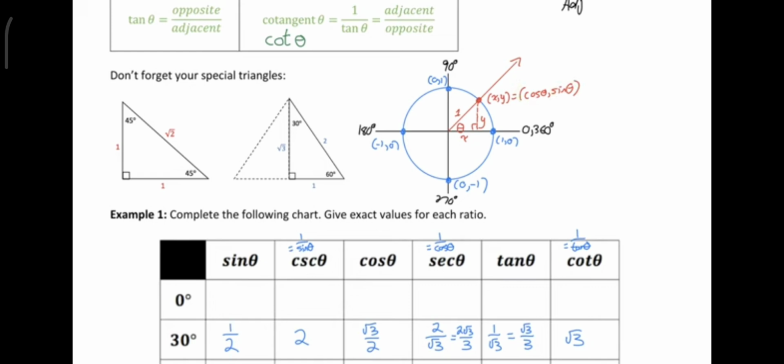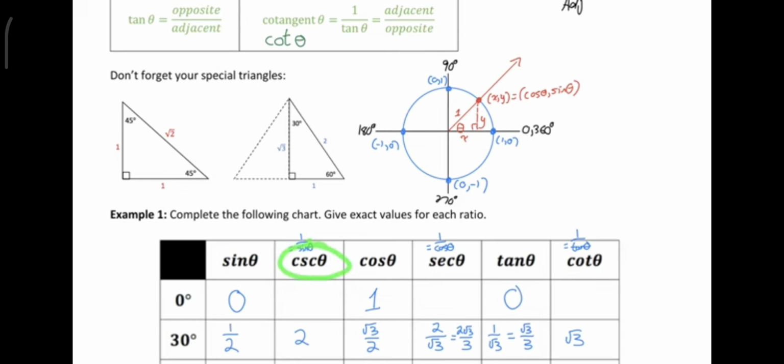So let me write down those values for 0 degrees. If we rotate 0 degrees, the terminal arm intersects the unit circle at that point right there, which is the point 1, 0. The y-coordinate is 0, so sine of 0 is 0. The x-coordinate is 1, so cos of 0 is 1. And tan is equal to sine divided by cos, the y divided by the x, so 0 divided by 1 is 0. Now here's where it gets a little bit tricky.